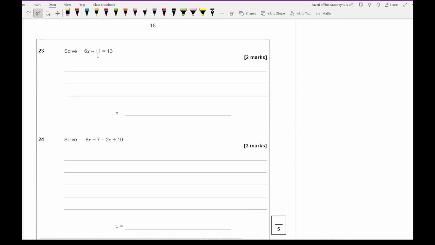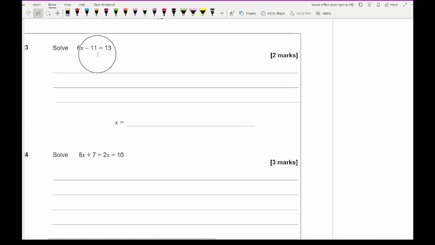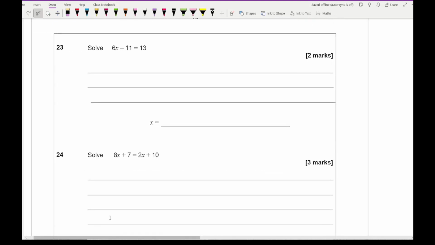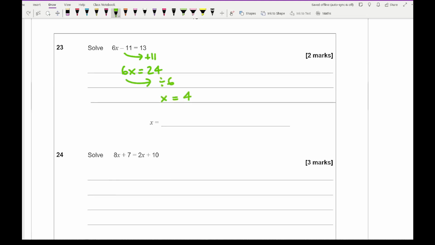Now moving on to question 23, so let's just zoom in a little bit so we can see it all in. We get solve 6x minus 11 equals 13. So here we want to get rid of the 11, so we add 11, so that becomes 6x equals 24. Then we get rid of the 6 by dividing by 6, so x equals 4.